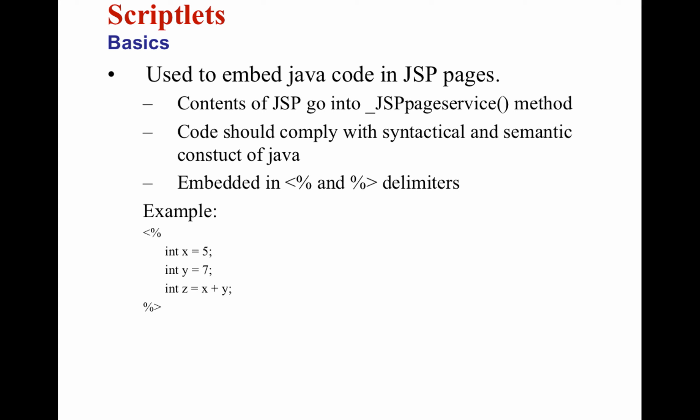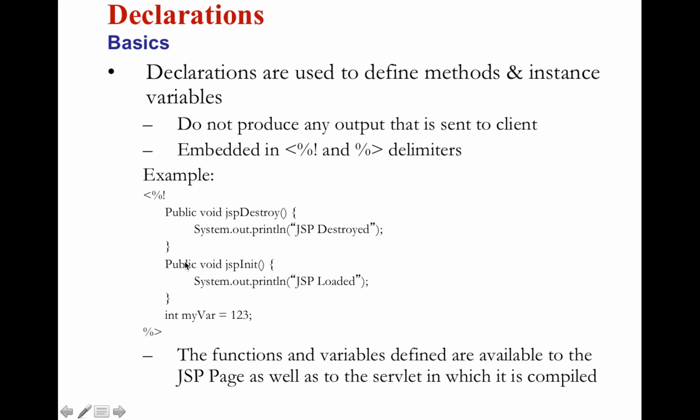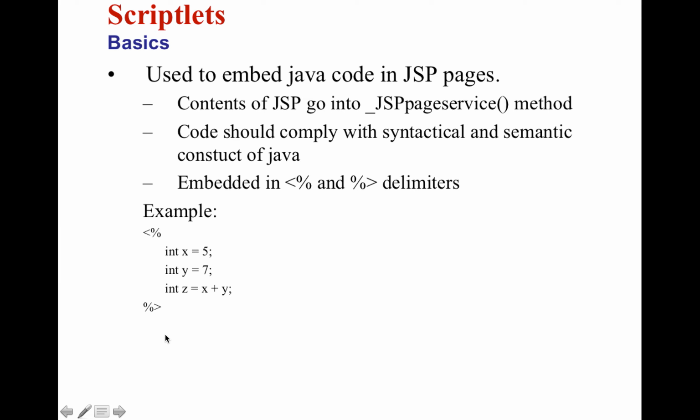So, scriptlets. They're used to embed Java code in the JSP page. Notice that the tags here are just core Java. It's called a scriptlet tag. There's no exclamation point. Here we have the exclamation point to say that this is a declaration, and it's only on the opening tag. The closing tag doesn't have the exclamation point; only the opening does. So we leave it out and we just have basic embedded Java code in the JSP page.